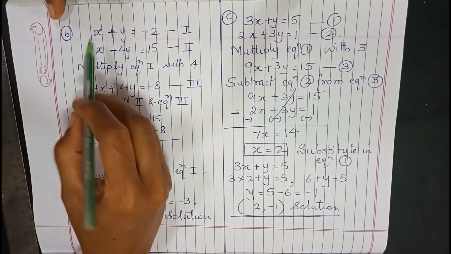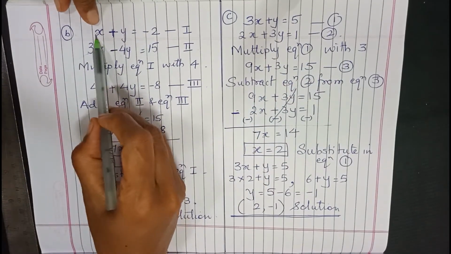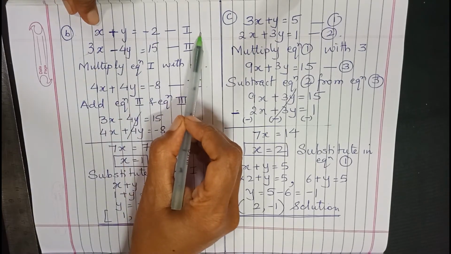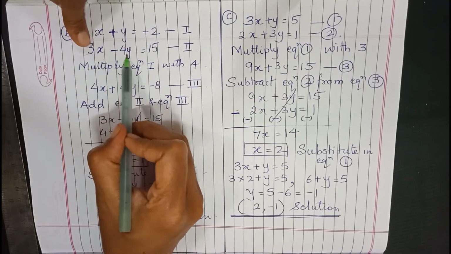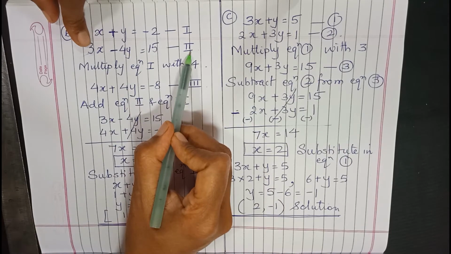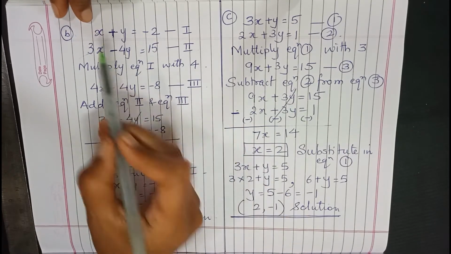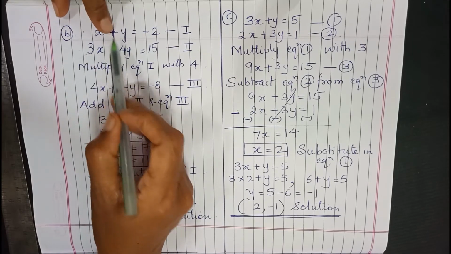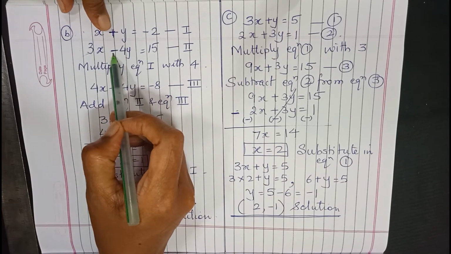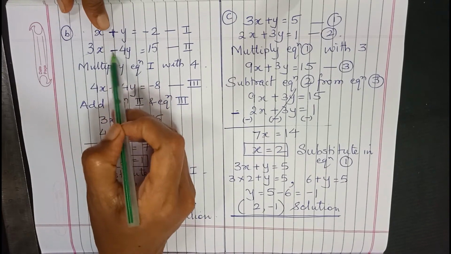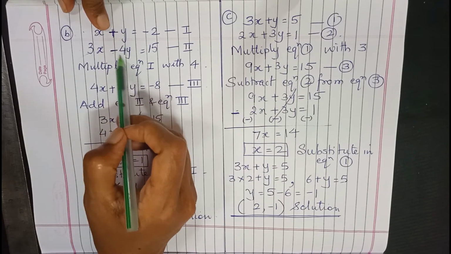Now let us say this is example number B. Now here you can see x plus y is equal to minus 2 is equation 1 and 3x minus 4y is equal to 15 is equation number 2. Now here we have to eliminate one variable. So let us just check. Here both are plus and here one is plus, one is minus. So you can see it will be very easy to eliminate this variable y by adding it.